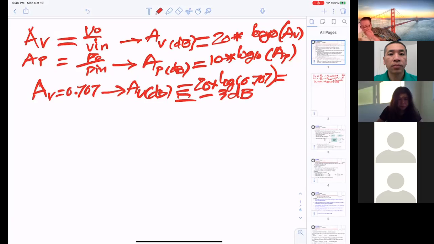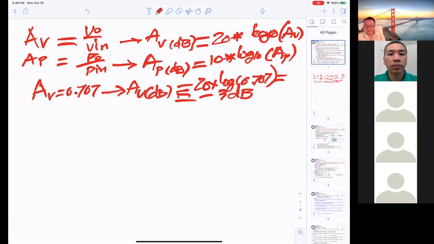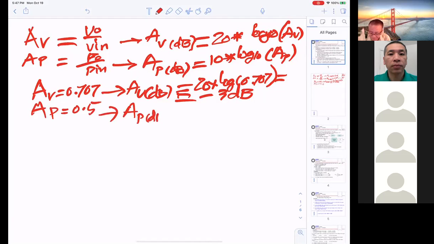Anyone get it? Yes, it's negative 3.0116. Yeah, about minus 3 dB. That's good enough. And now if I get an A_P equal to 0.5, I want A_P in dB. So you get A_P equals 10 log.